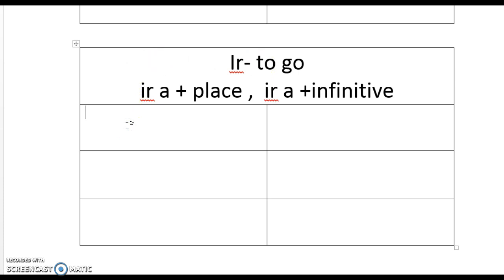So the yo form, yo, voy, tú, vas. Usted, él, ella, va. Nosotros, vamos. Vosotros, vais. Ustedes, ellos, ellas, van. So that is how we say to go.